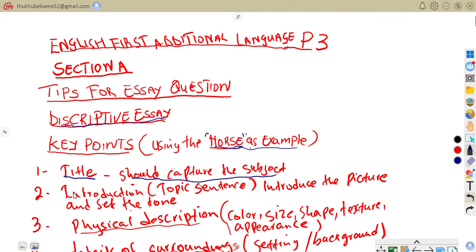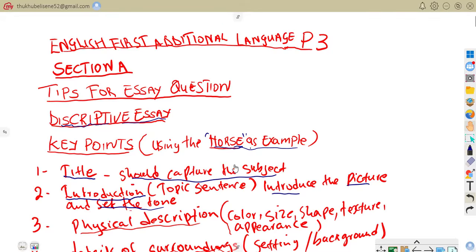Now we move on to the introduction. In the introduction you introduce the picture and set the tone. So you're going to introduce the picture and then set the tone.